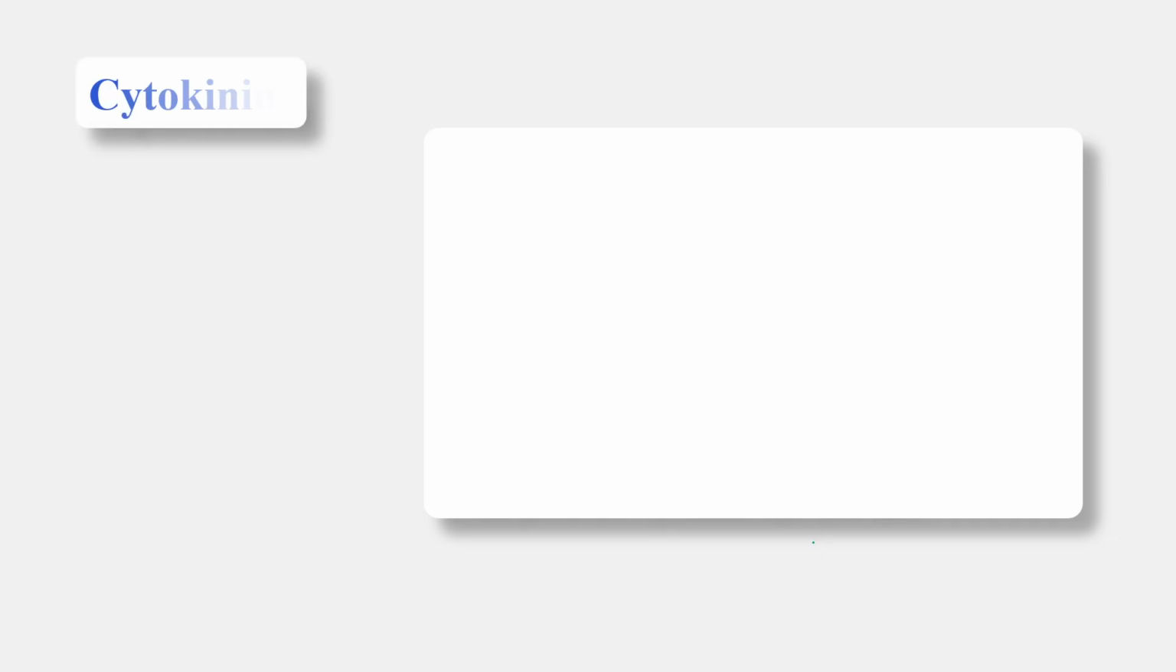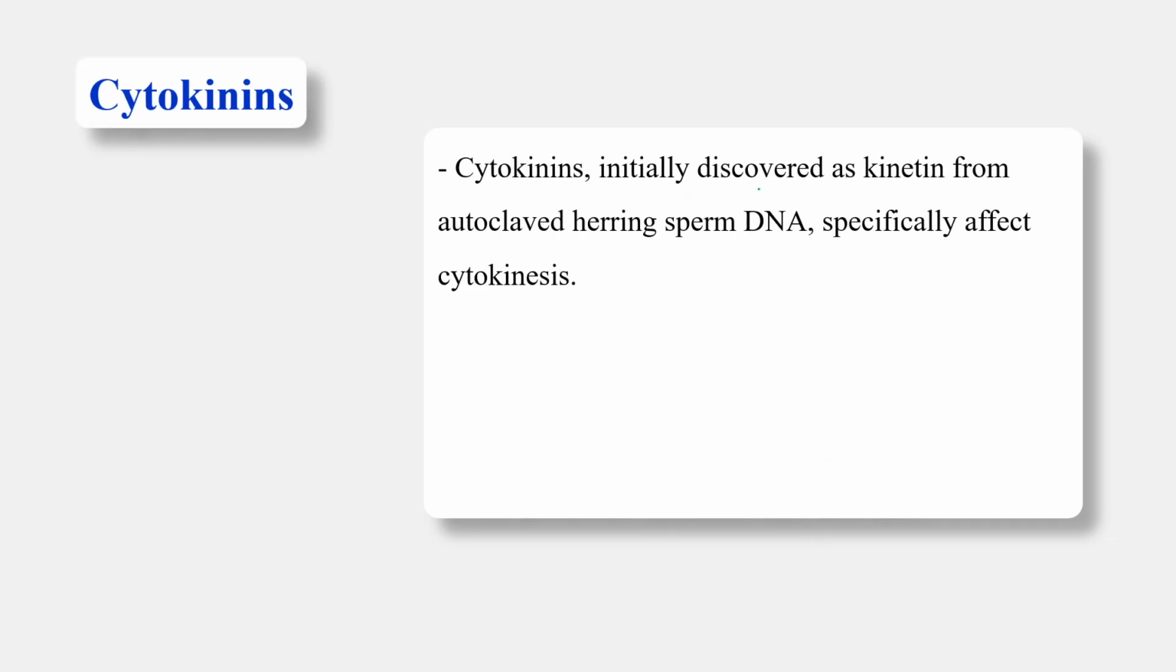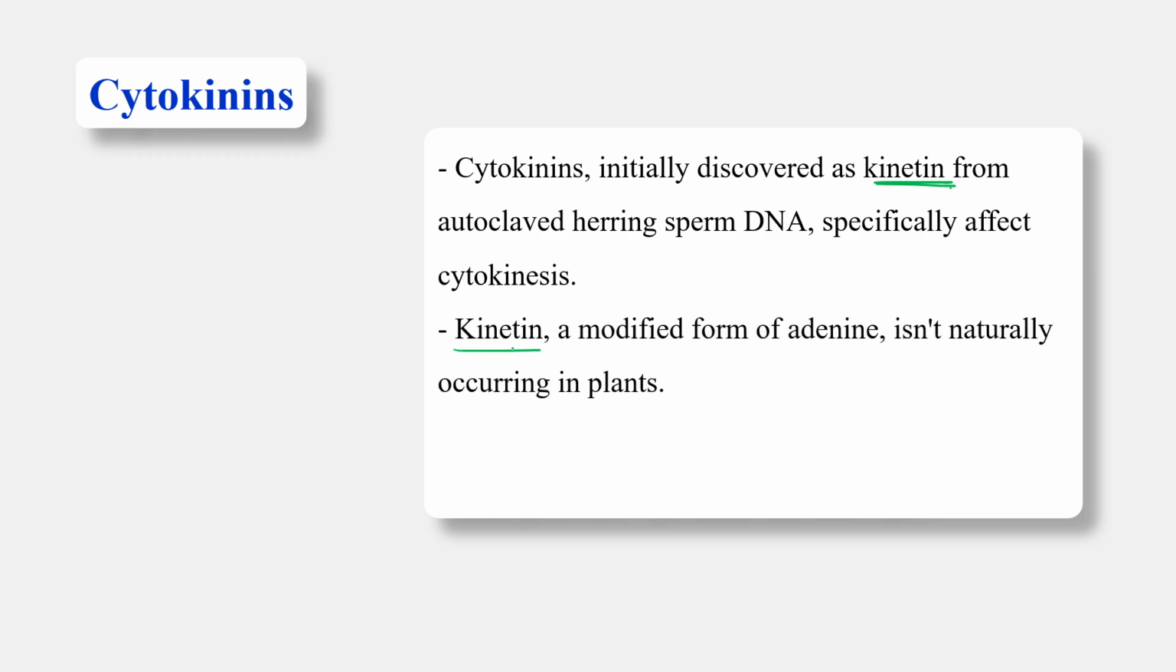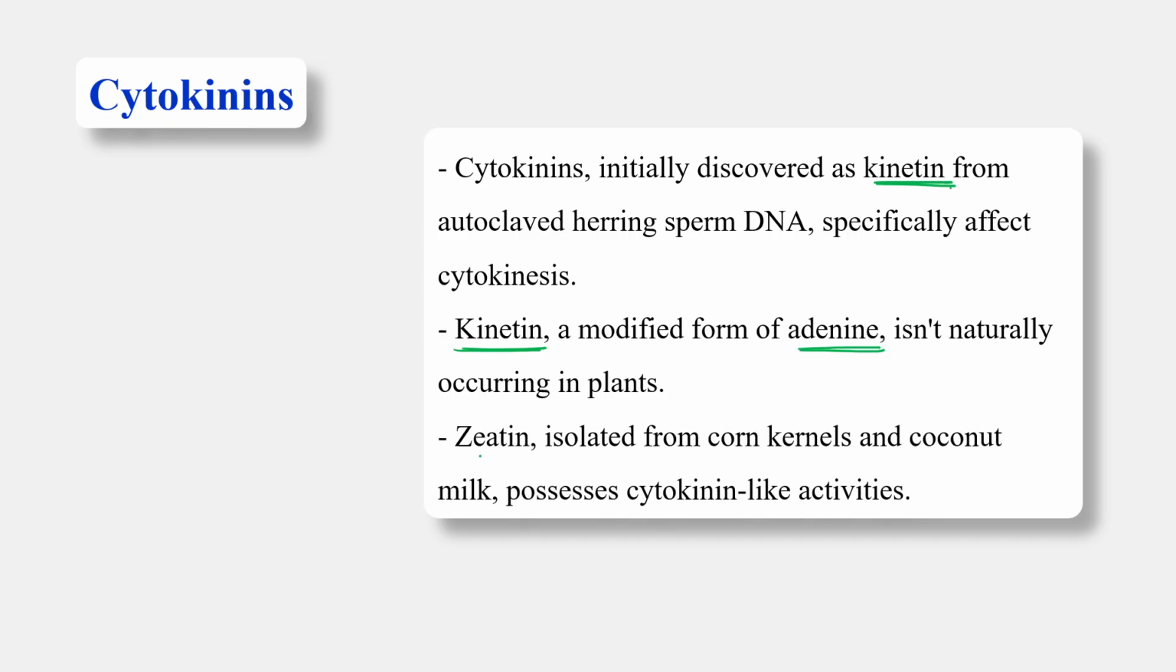Now cytokinin. Cytokinin was initially discovered as kinetin from autoclaved herring sperm DNA, specifically affecting cytokinesis. Kinetin is a modified form of adenine. We have discussed this two or three slides before. It is a naturally occurring hormone. Zeatin is isolated from the corn kernel and coconut milk, and it possesses cytokinin-like activity.